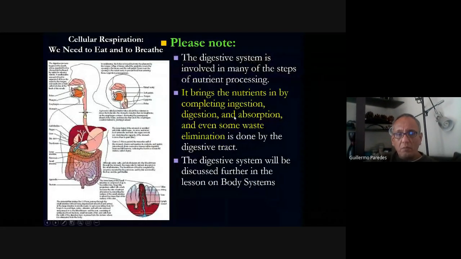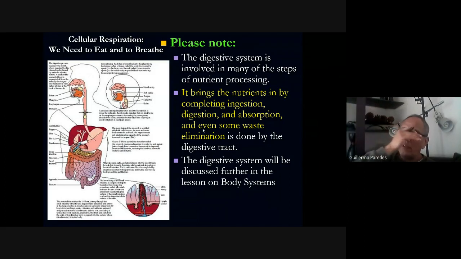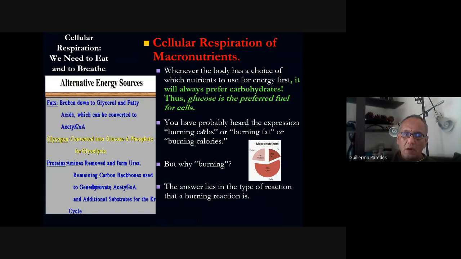it brings the nutrients in completing ingestion, digestion, absorption. The distribution that should be here is where the nutrients are going to go into the cells, and including the liver. The liver is the big factory, 512 functions. And for that, most of the nutrients go first to the liver, but they can go to other parts of the body as well. And the waste product elimination is the product of the cellular respiration. Okay? All right, so cellular respiration: whenever the body has a choice of which nutrients to use for energy first, that is the money in your pocket, right?